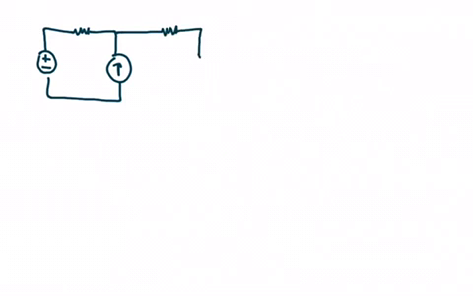So now we're going to look at an example of a circuit where we're being asked to use superposition to find the current when we have a dependent source. Okay, so again, we're using superposition and we're being asked to find the current I.